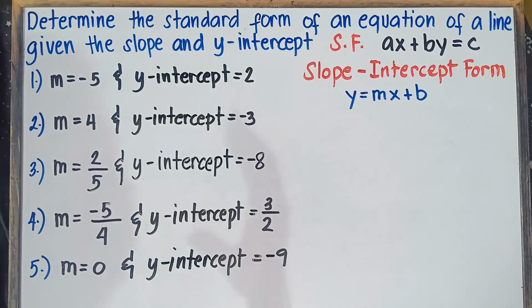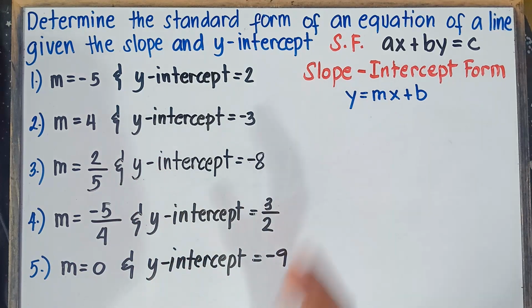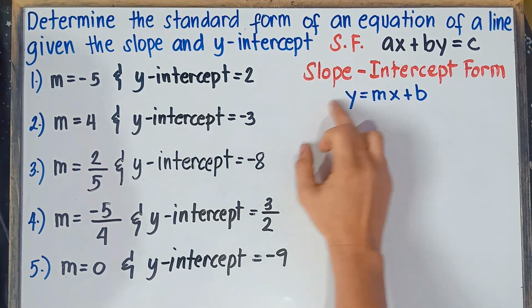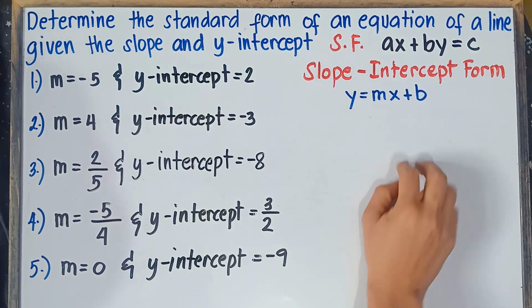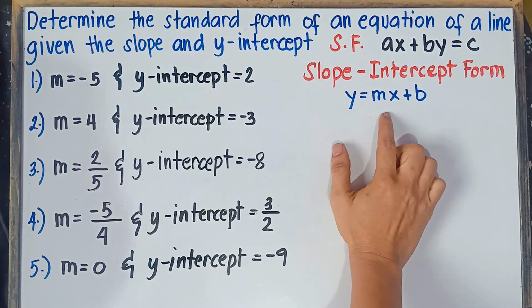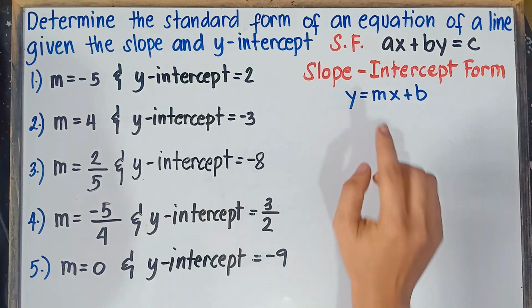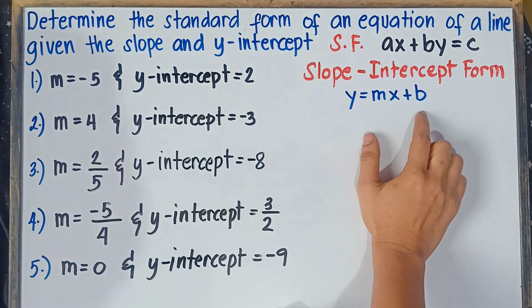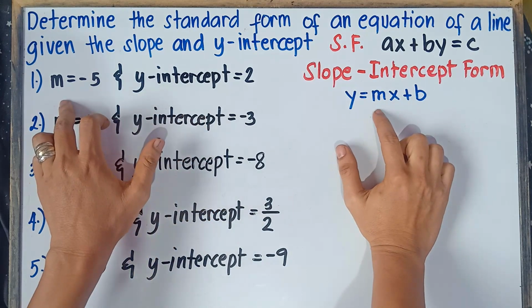Now to find the equation of the line, if you have a given slope and y-intercept, we will be using the slope-intercept form. And this will be the equation for slope-intercept form: y equals mx plus b. So to find the equation, simply substitute the value of m and then the value of b. Once again, b is the y-intercept, and m is the slope.